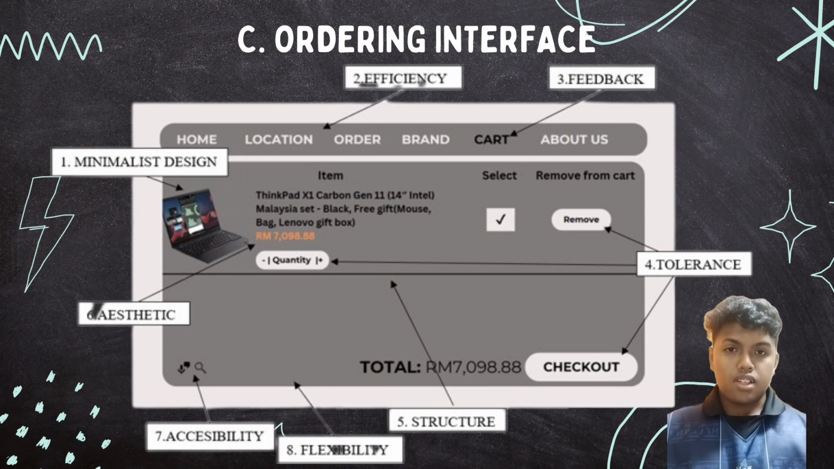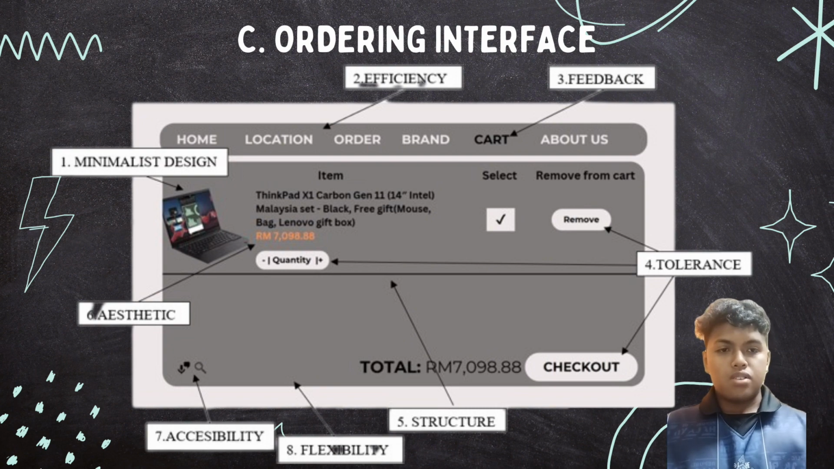For the ordering interface, number 1, we are doing minimalist design. Keep the ordering interface clean and simple to avoid distractions that can lead to errors. For number 2, efficiency. Allow users to choose the quantity of the item. Number 3, feedback. Provide feedback to indicate users' actions, such as changing the color of the menu.